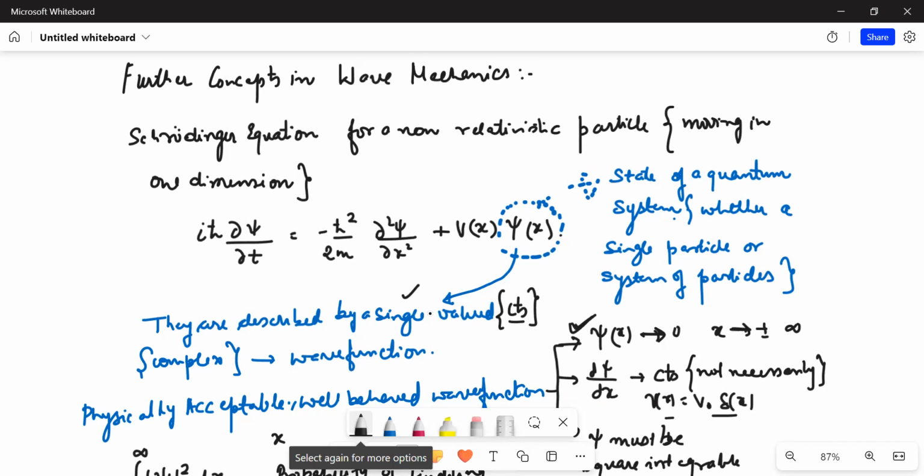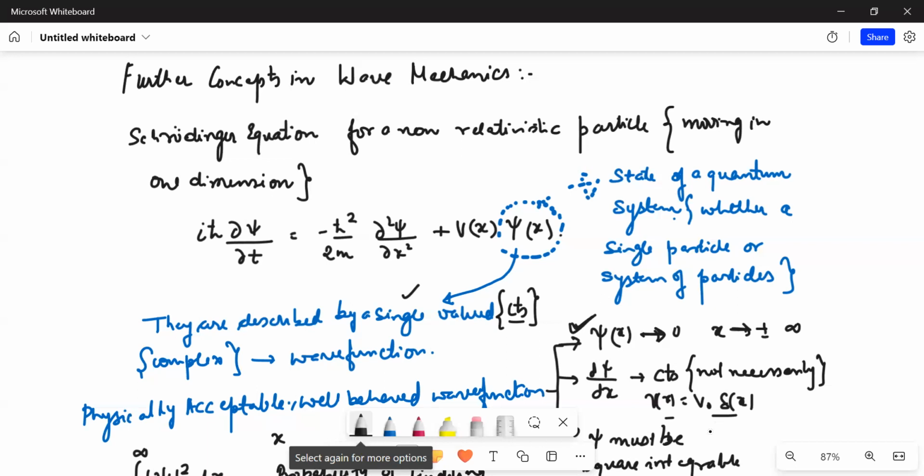One of them is that this ψ(x) must be single valued. In general, it is a complex valued function, but it should be a single valued function. Okay, it should be continuous. Since the second order derivative and the first order derivative are defined, one thinks that if the second order derivative is defined, then the first order derivative must be continuous.